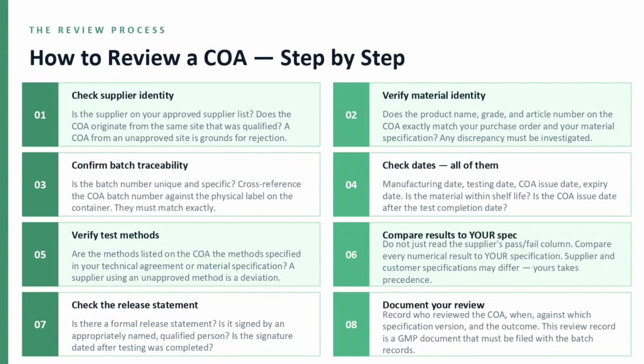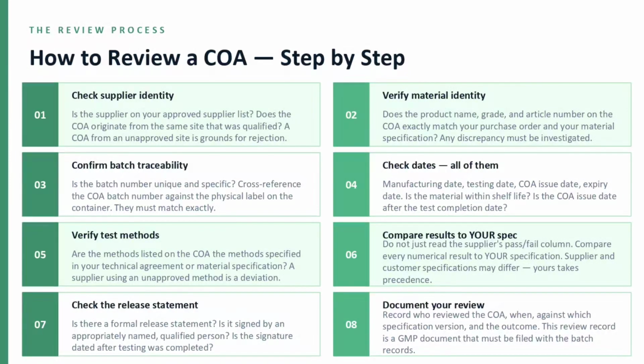Step 3. Confirm batch traceability. Record the batch number and cross-reference it against the physical label on the container that was received. They must match exactly. If they do not match, quarantine the material immediately. Step 4. Check all dates. Manufacturing date, testing completion date, COA issue date, and expiry date. Is the material within its shelf life? Will it remain within shelf life for your entire intended use period?